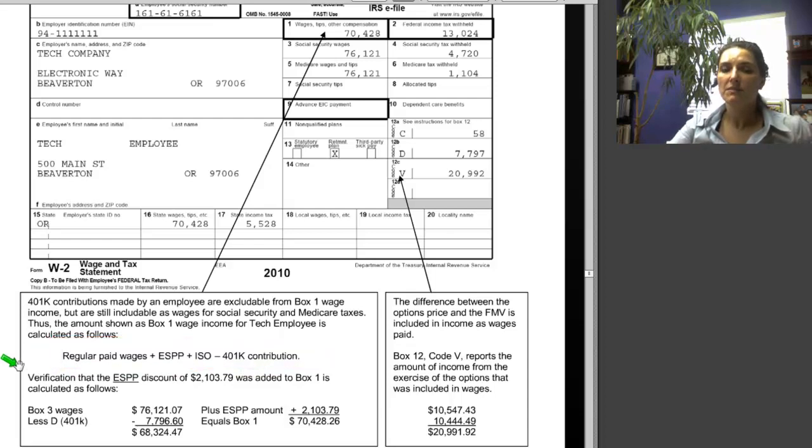How do we verify that the ESPP discount of $2,103.79 was actually added to box 1 and is in there? Well, we just do some simple logic. We take the box 3 wages and we subtract out the 401k contribution amount of $7,797. When we do that, we get $68,324. We then add in the amount of the ESPP profit that was included in wage income. That was $2,103.79. When we take these two numbers, 68 plus 2, we get $70,428, and guess what? That's the number that's up here.